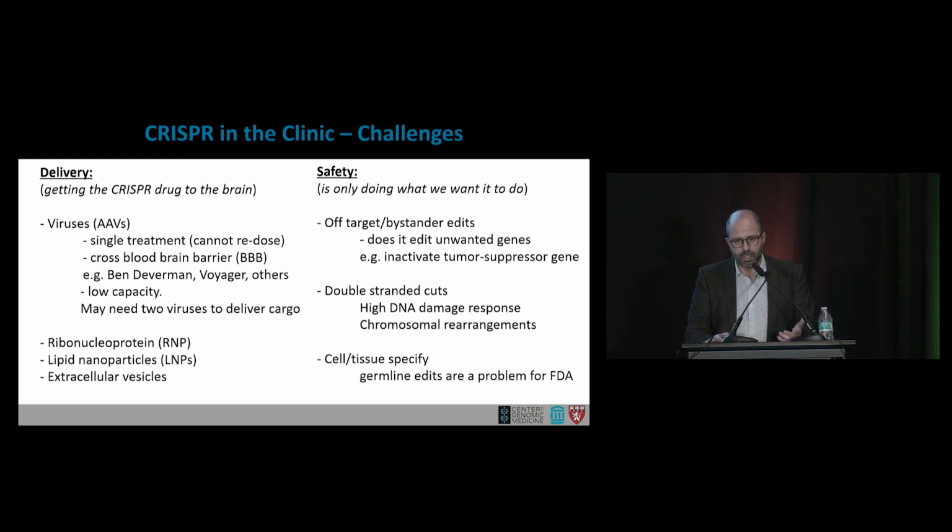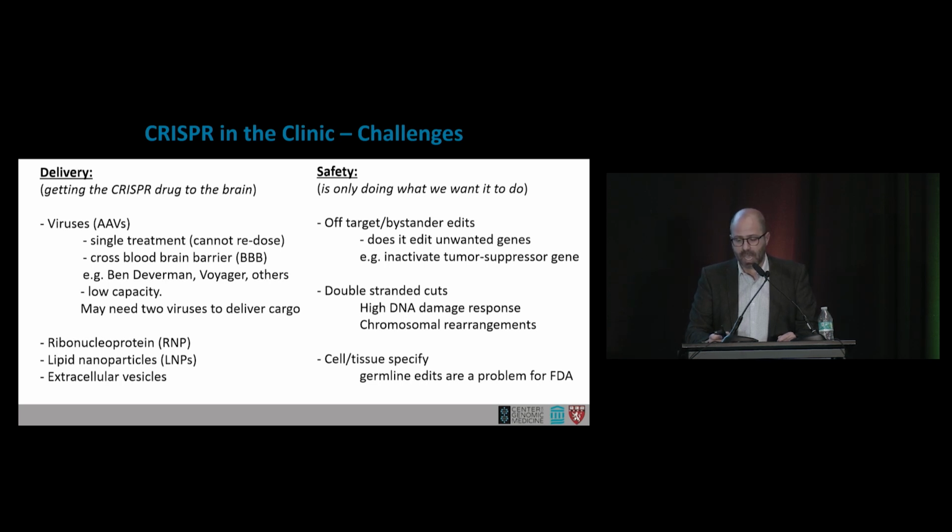A disadvantage is that you have one shot at this. You cannot redose with AAVs, unless they're very different serotypes. A limitation of AAVs is that normally they don't cross the blood-brain barrier. So if you give them systemically, they don't get to the brain. There are strategies, and you have the example of uniQure, where you can inject directly into the striatum. And there are ongoing efforts, and I'm mentioning here work from Ben Deverman, from Voyager, and others, where they've engineered these AAVs so that they can actually cross the blood-brain barrier and, with a single systemic injection, actually reach the brain.